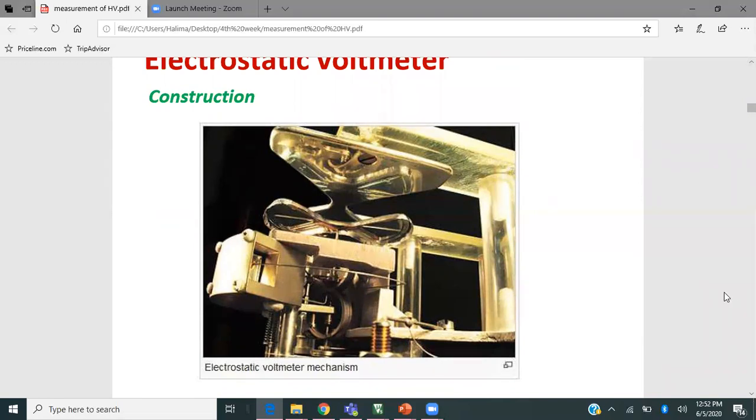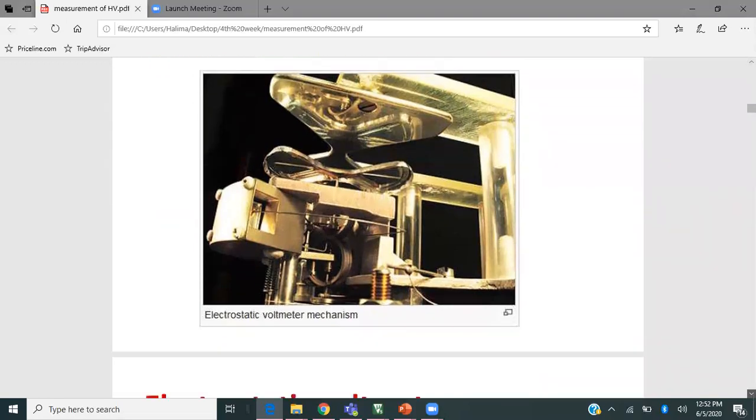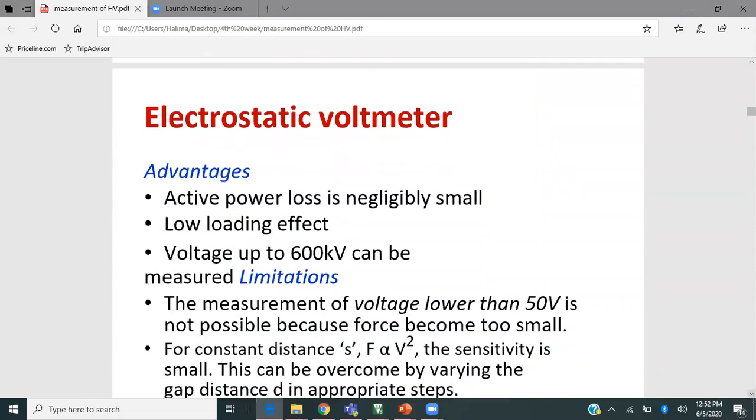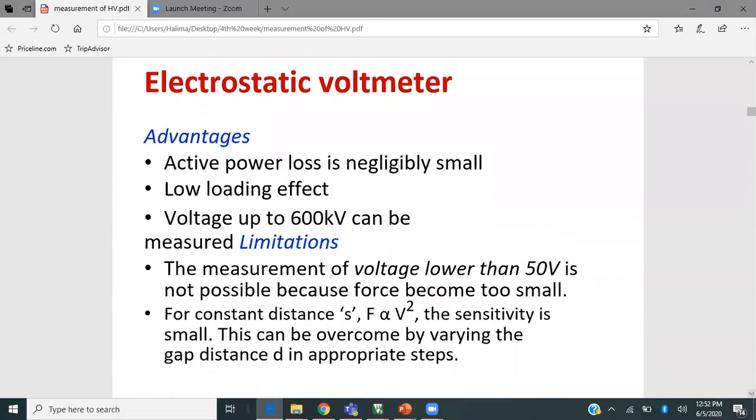There are some advantages as well as some disadvantages of the electrostatic voltmeter. For example, active power loss is negligibly small. In the electrostatic voltmeter, there is a low loading effect. Voltage up to 600 kV can be measured. And there are some limitations. For example, if you have to measure lower than 50 volt, then it is not possible.